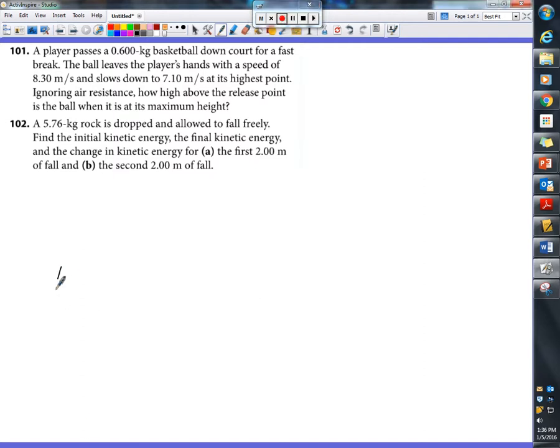So the situation here kind of looks like this. Got our person, got a basketball, throw it up, not too high, and it does something like that. Initial velocity of 8.3, and up here it slows down to 7.10. Now, how high above the release point is the ball at its maximum height? Our release point is right here, and we want to know how high above that release point it wound up.